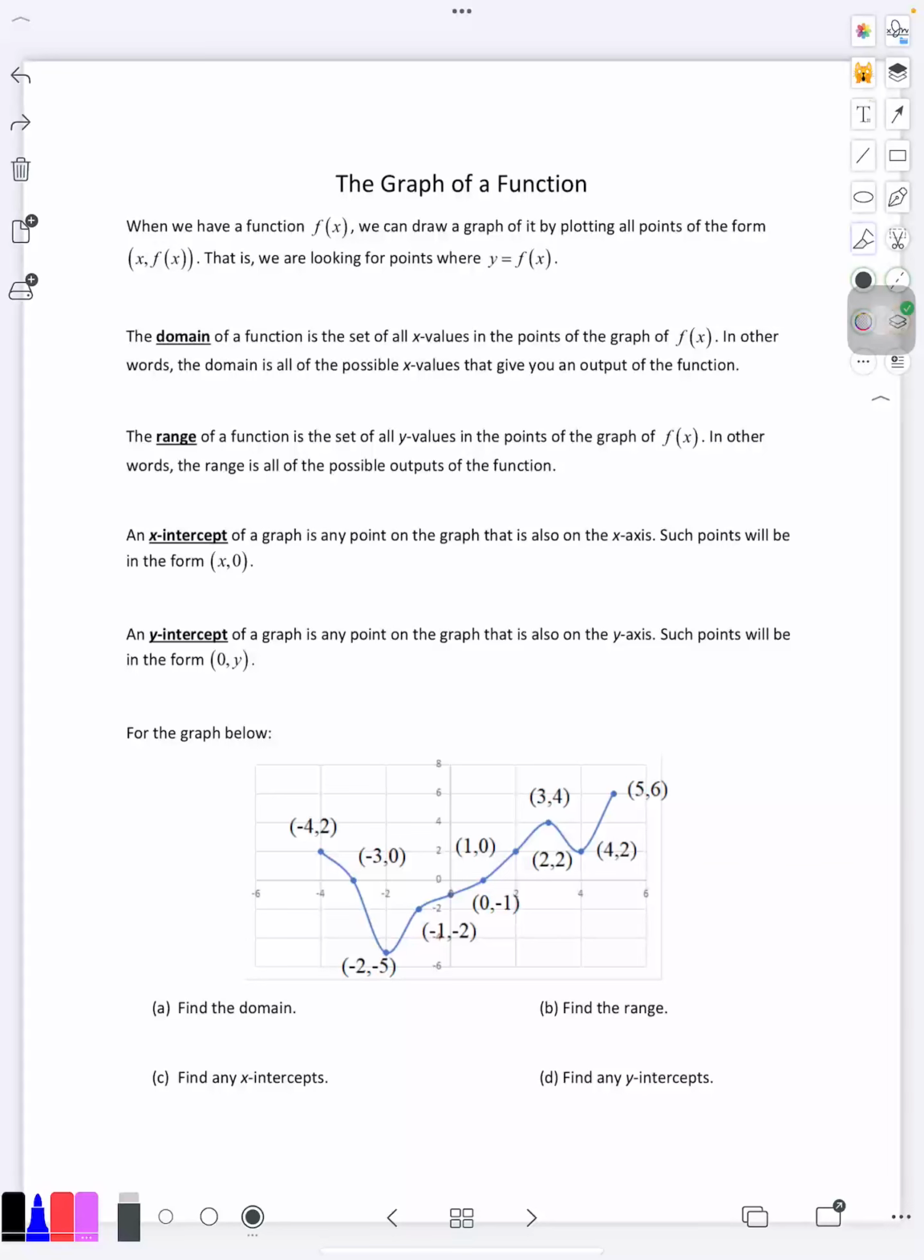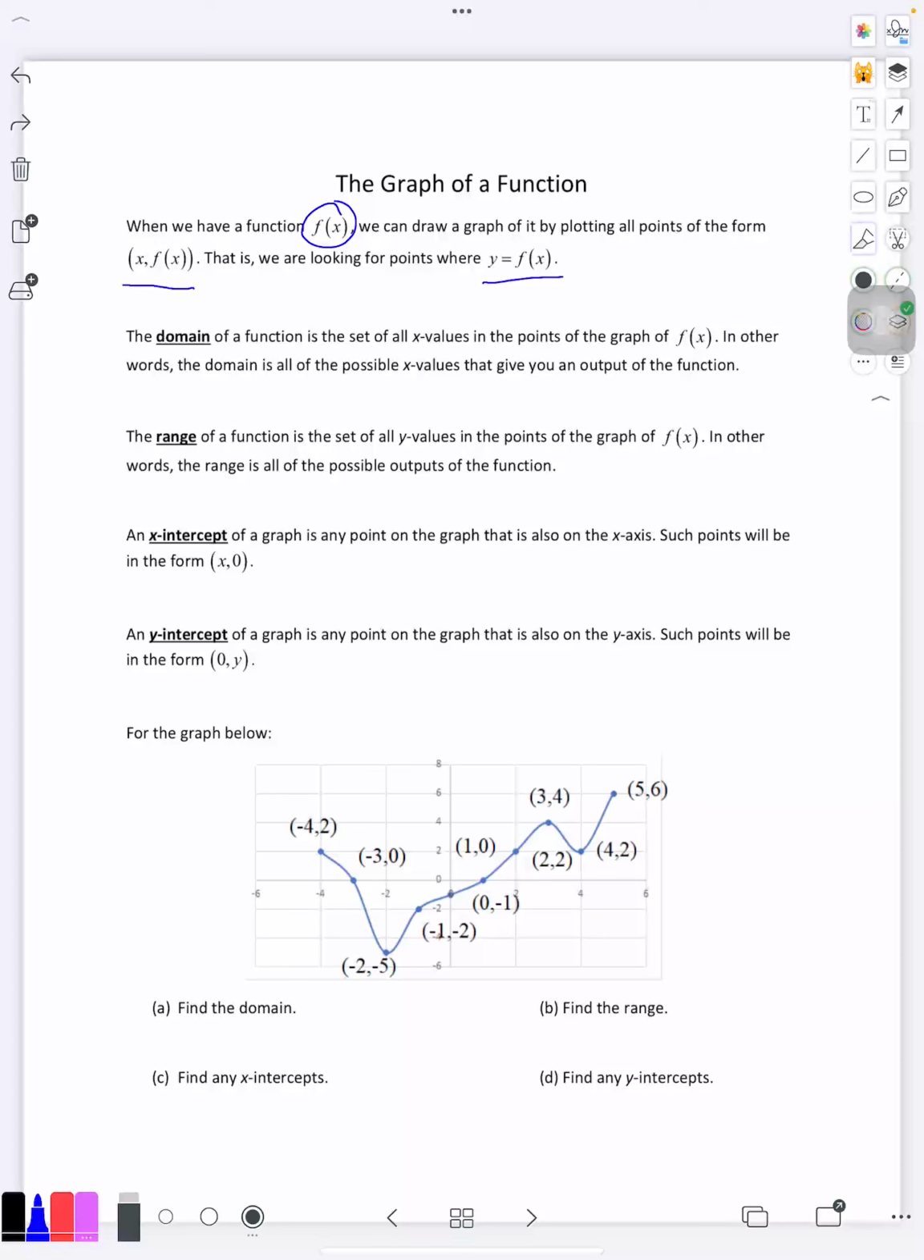So a function is just an f of x. It's a rule for assigning an output to any given input number x. We can draw a graph by taking all the points where the x value is the input and the y value is the output. That's how we draw a graph. And that means the same thing as saying y equals f of x.